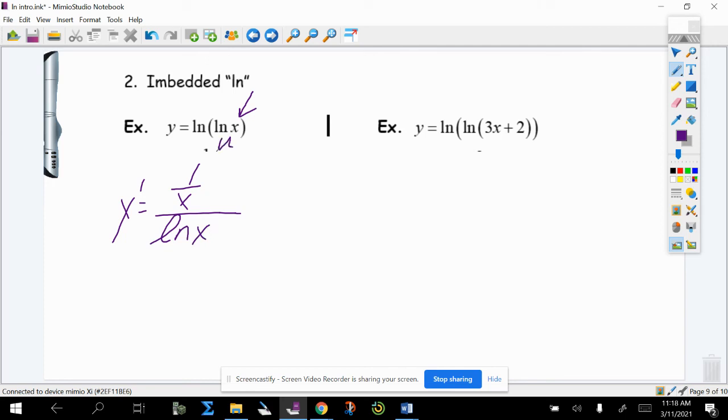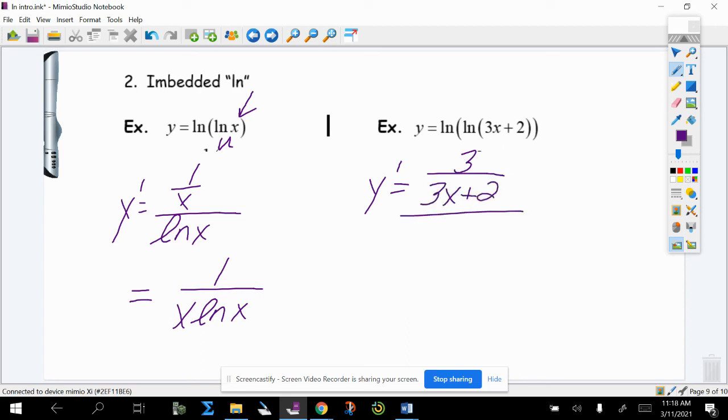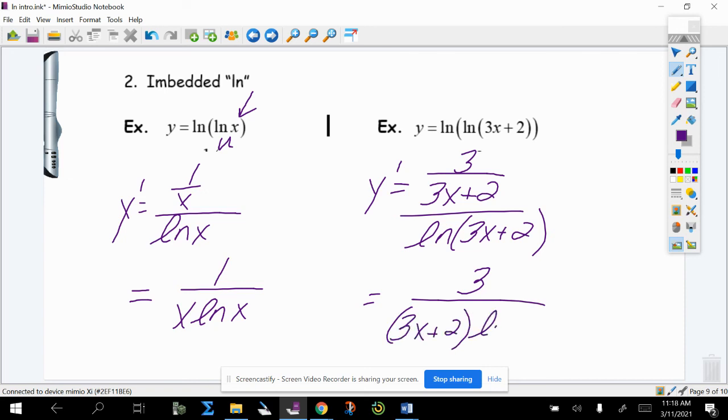You're taking the natural log of the natural log of x. Your inner u piece is the natural log of x. So you're going to take the derivative over the original. The derivative of natural log of x is 1 over x over the original. Now you're welcome to leave your answer like this, but a faster way to write your answer would be to put both terms in one denominator to kind of combine denominators. Same thing with this next one. You're going to take the derivative of 3x plus 2 over 3x plus 2 over the natural log of 3x plus 2. And again, you can leave your answer like that, but you'll often see it written as one fraction where the two denominators are just multiplied together.